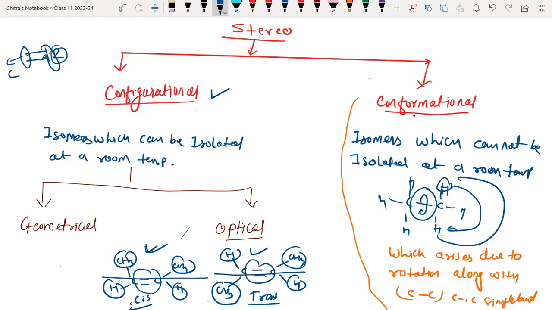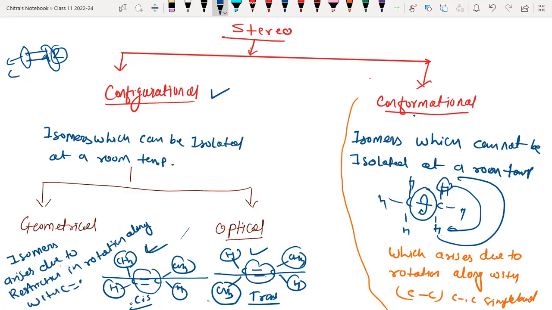So I'm writing here: geometrical, configurational stereoisomers arise due to restriction in rotation along the carbon-carbon double bond. On that basis, we have two types of isomers: one is called cis and the other is trans. What is cis? If the same atom or group of atoms is present on the same plane, they are called cis isomers, and if they are present on different planes, they are called trans isomers. Understood everyone? Cis and trans.